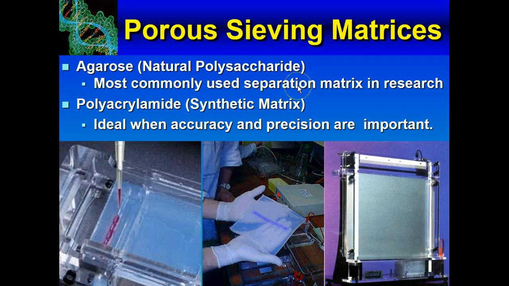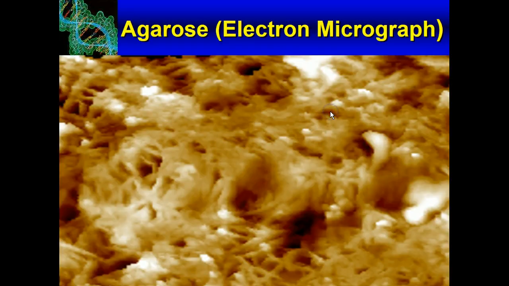So this is what the agarose gel looks like, and we've used this in lab, and these are the wells that we use to put the actual DNA in. And if you look under an electron micrograph, this is what the gel actually looks like. So you can see all the holes, and this actually allows the molecules of DNA to move through.